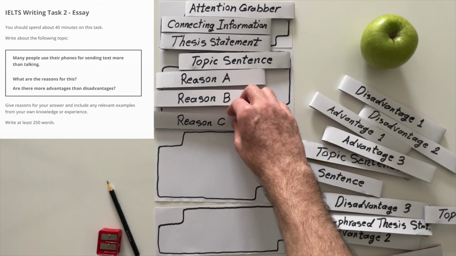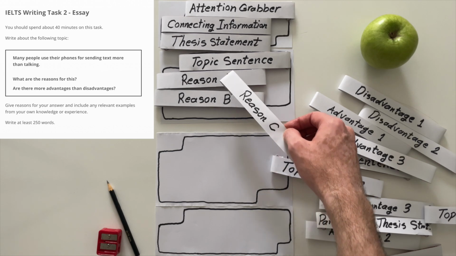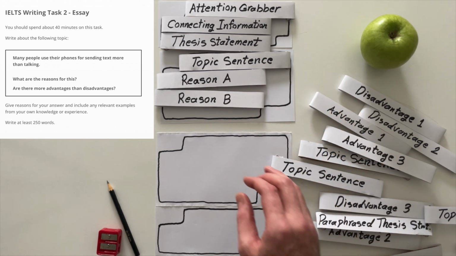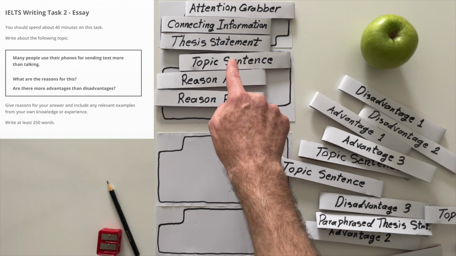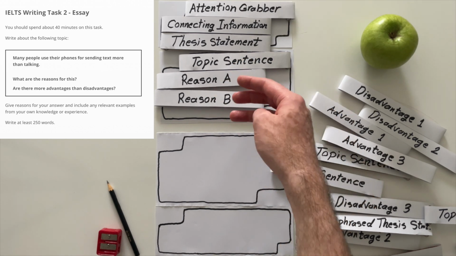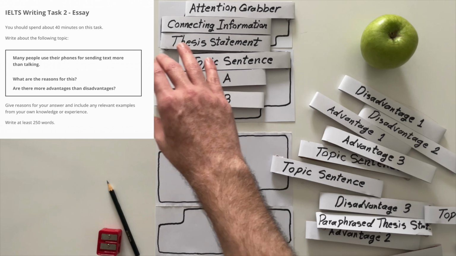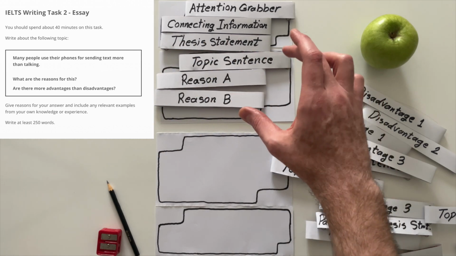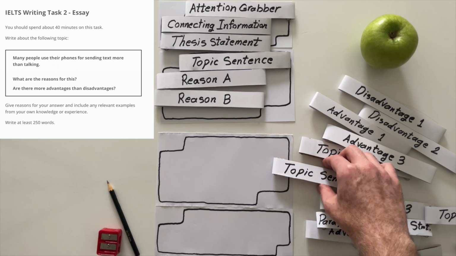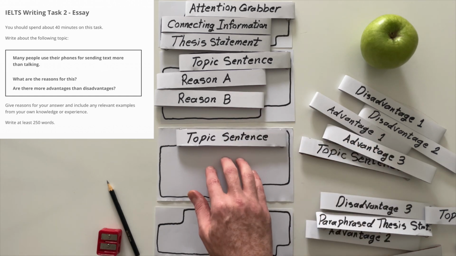We definitely need at least two reasons, and these two will be enough for us. And the topic sentence needs to mention that there are two reasons, or with the third reason, there are three reasons. This will be your first body paragraph. The second body paragraph needs another topic sentence.